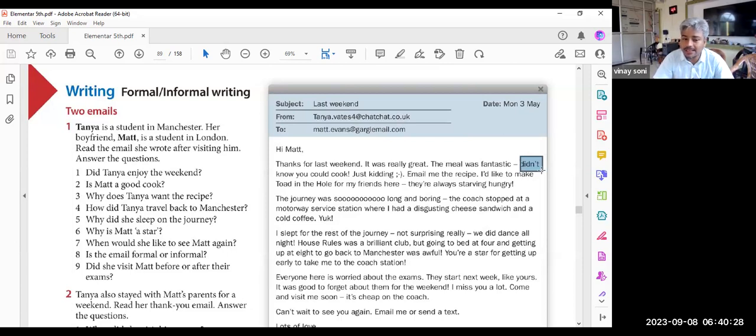Right? But you see, only didn't know you could cook. So this is informal style. In informal style, sometimes we drop the subject. I think sometimes when I send you messages, I also do the same. Sometimes I write sentences where I don't write the subject. Okay, that shows informal attitude. I'm talking informally. Didn't know you could cook.